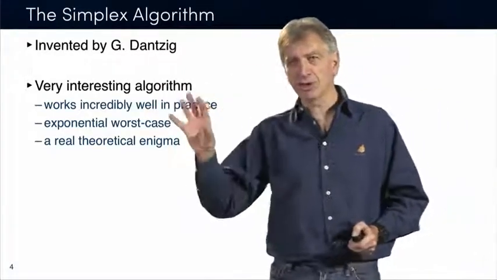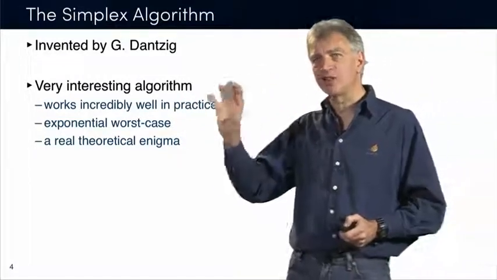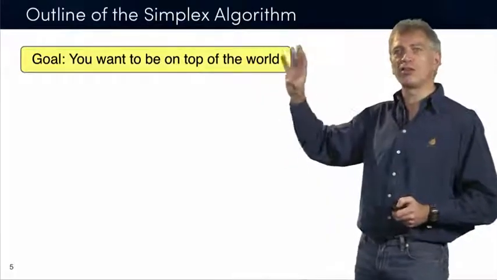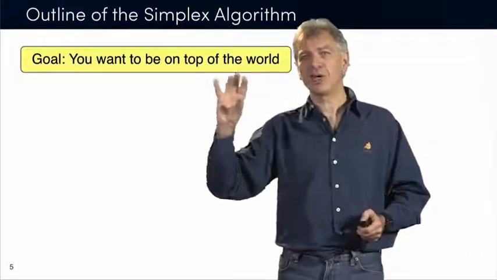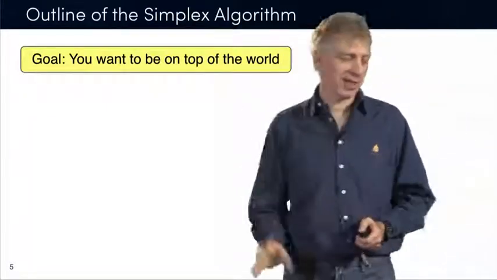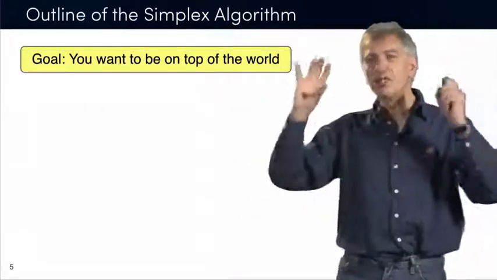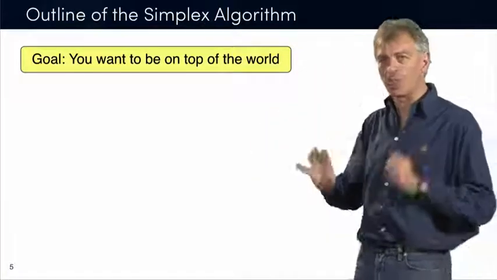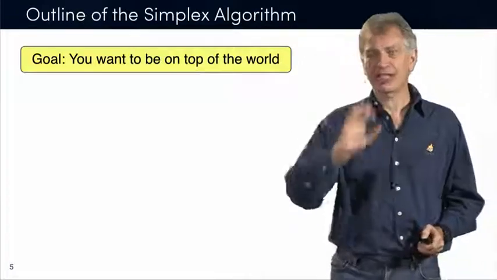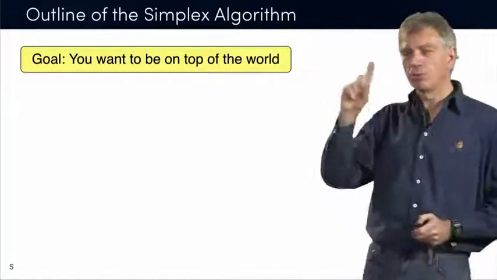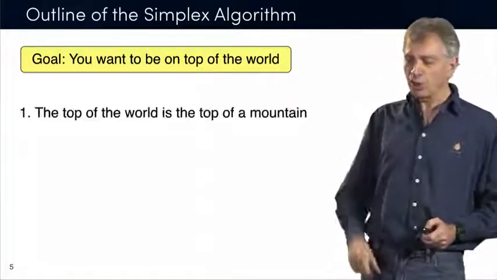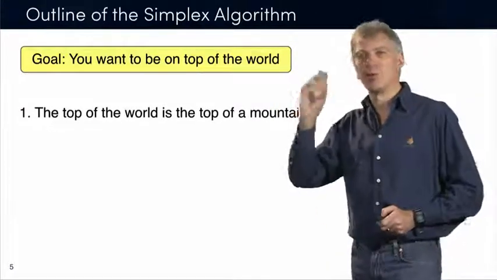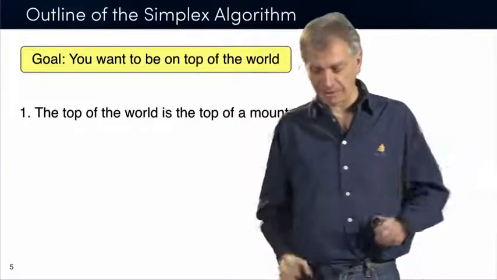What I'm going to do today is present in an intuitive way what the simplex algorithm does. This is the way I could characterize this algorithm. It's very simple: what you want to do is be on top of the world. That's the goal. Now, I'm going to give you 5 facts that will allow you to be on top of the world. The first fact is that the top of the world is the top of a mountain. Basic fact, right?